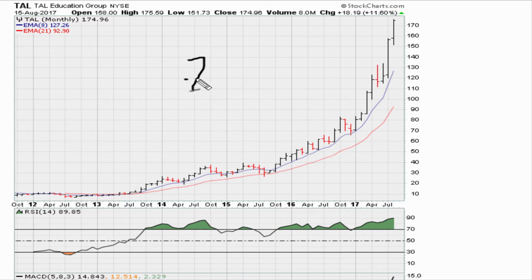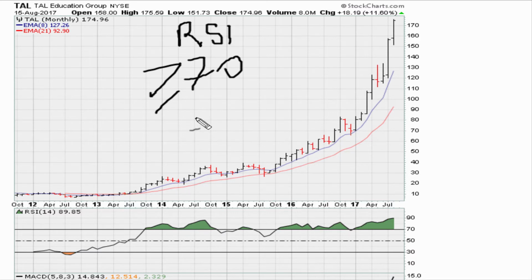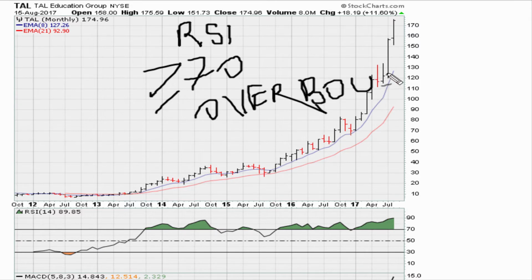Now, we all know that traditionally when we look at the explanation for the RSI, mostly you'll find that they say anything above 70 on the RSI is supposed to be this. Correct? Now, in my opinion, that is absolutely wrong.